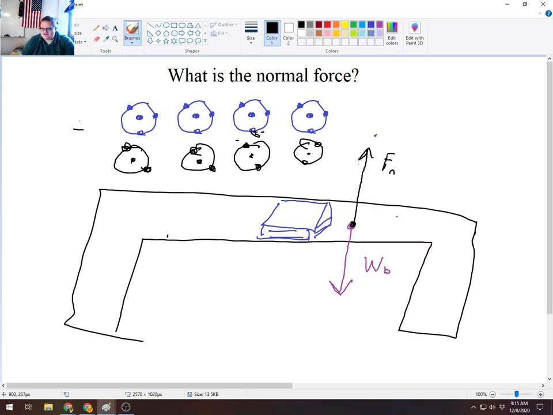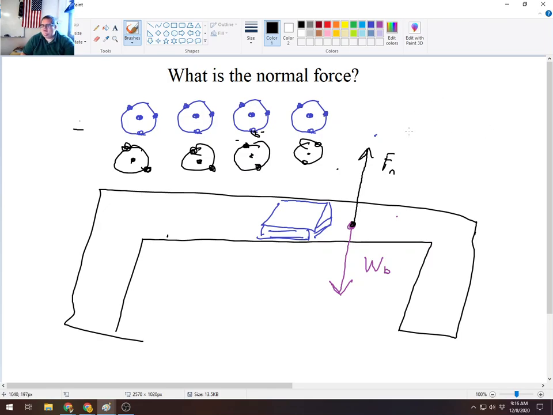Point is, big picture, there is this force pushing up called the normal force. This is the sum of all the electromagnetic repulsion pushing up. And so they are in balance. That's why this is not moving, and that's why it's at rest. Now, for our class, the normal force is going to be equal in magnitude, although in the opposite direction, to the weight. And we already know how to calculate weight, so it won't be a problem for us.